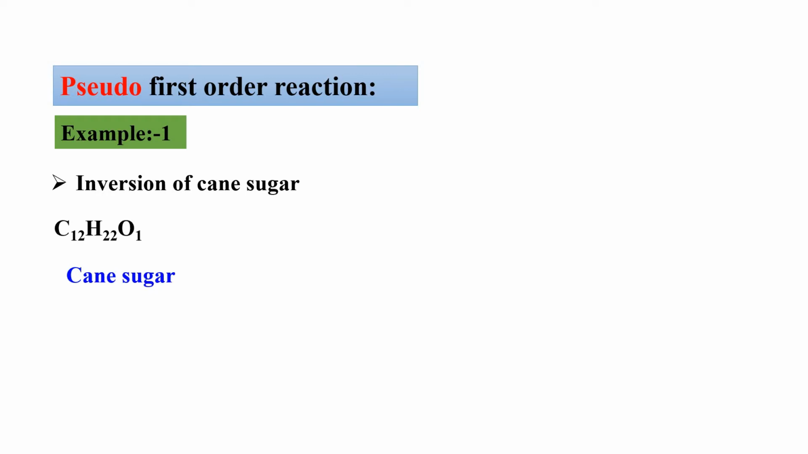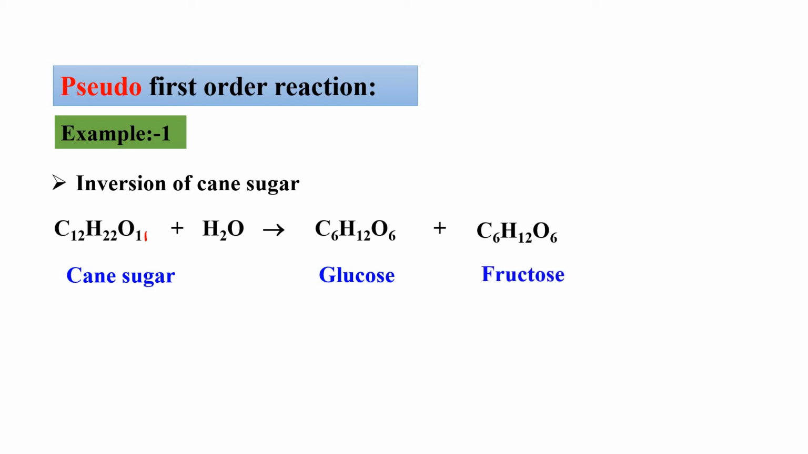Now the cane sugar molecular formula is C12H22O11. It reacts with water to give glucose plus fructose. This is the chemical reaction, inversion of cane sugar. Cane sugar is treated with water, a very simple hydrolysis of cane sugar. Now here water is actually a solvent.